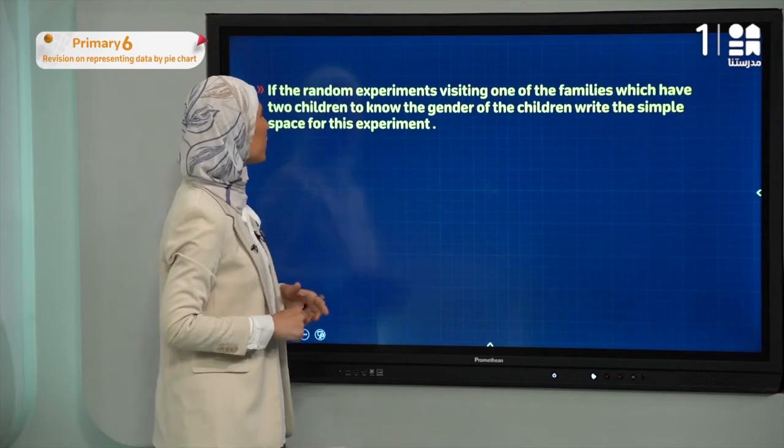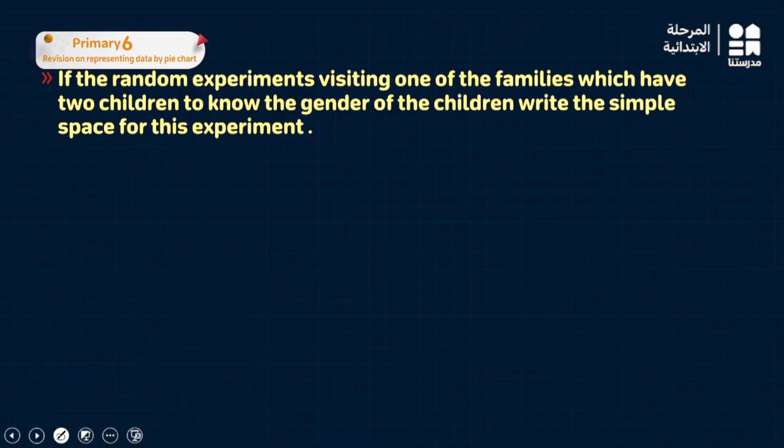تعالوا نشوف الاكسرسايز اللي بعد كده. الاكسرسايز اللي بعد كده بيتكلم عن الراندوم اكسبيرمنت. بيقول لي, if the random experiment is visiting one of the families which have 2 children to know the gender of the children, write the sample space for this experiment.